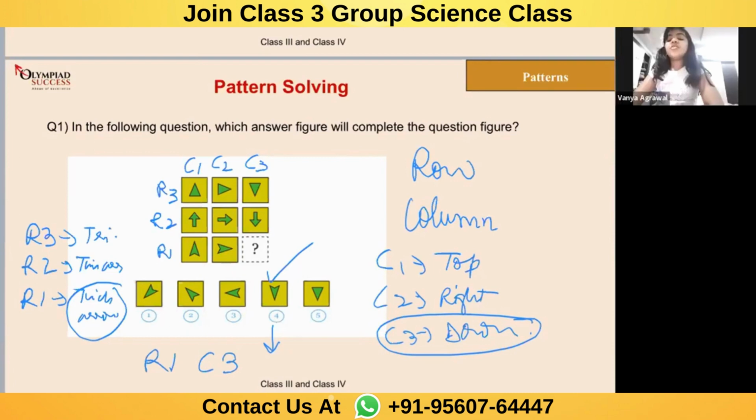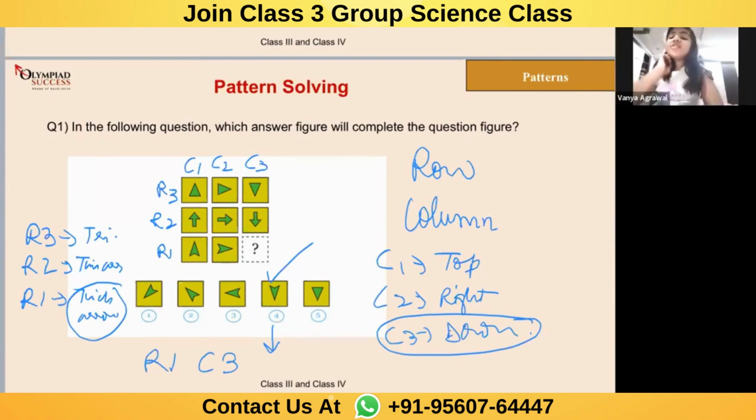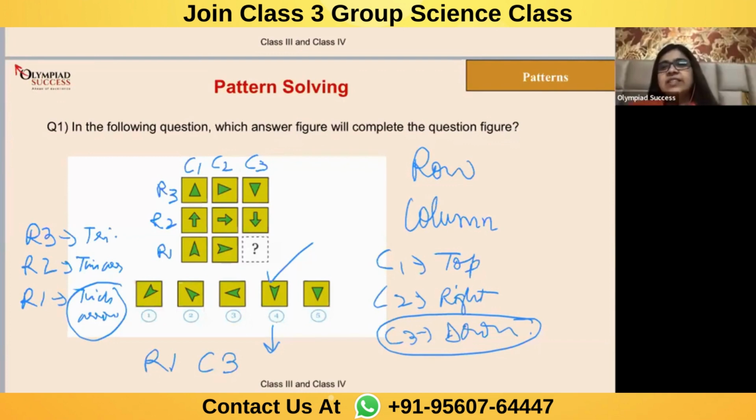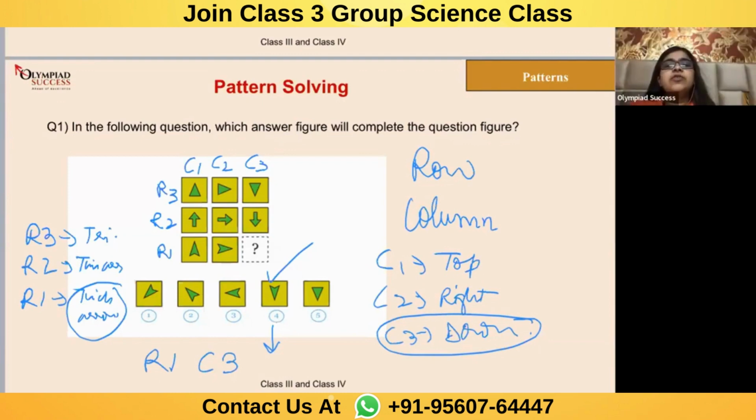Ma'am, I don't understand what you have done in row 3. There is triangles in row 3, okay. Ma'am, but I have looked like this. One triangle is up, then one triangle... That's fine. That's fine. That relation is also fine. What I am doing here is, in case you get confused in future, you can use this method. There is always a relation between rows and columns. Okay.